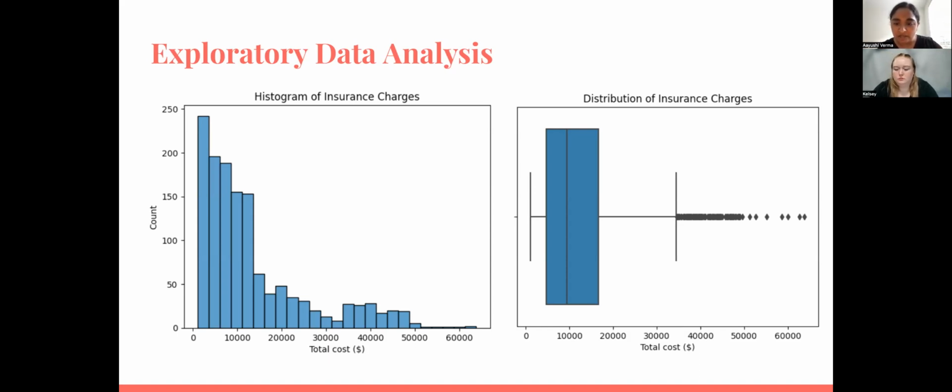And then we have a box plot to represent this data a little more neatly. Again, we see that the majority of the data, between the first and third interquartile range, is concentrated between, I want to say, 5,000 and 20,000, very roughly. And then there are quite a lot of outliers beyond the $35,000 charge amount. So again, this data set is very skewed in terms of insurance charges.